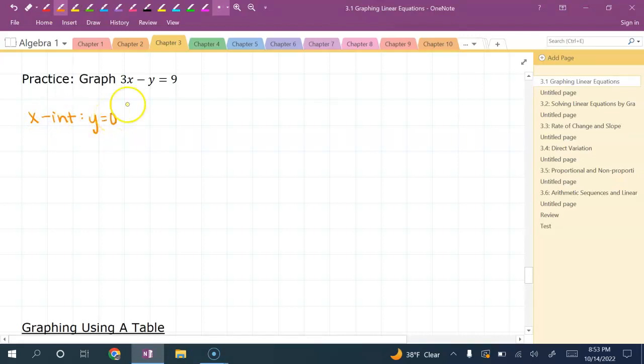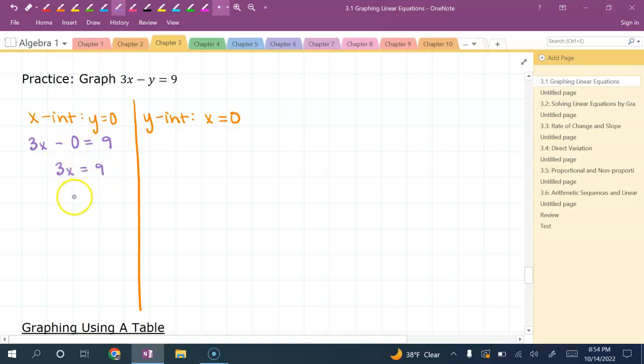Okay, to get me started here, remember to find your x-intercept, you set your y equal to 0. To find the y-intercept, you set the x equal to 0. So for this first one, it should have looked like 3x minus 0 equals 9. So you should have had 3x equals 9. So x should have been 3. As a coordinate, that would be 3, 0.